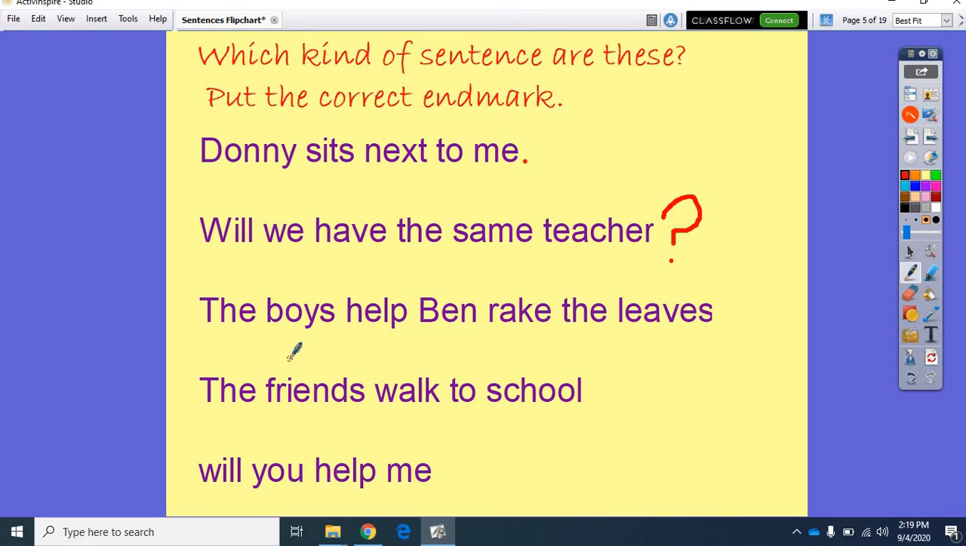The boys help Ben rake the leaves. Does that sound like a statement or a question? The boys help Ben rake the leaves. It doesn't look like you would have to talk back to that, would you? You wouldn't have to answer that because they're not asking anything. Exactly. The boys help Ben rake the leaves is a statement, so it just needs a period.